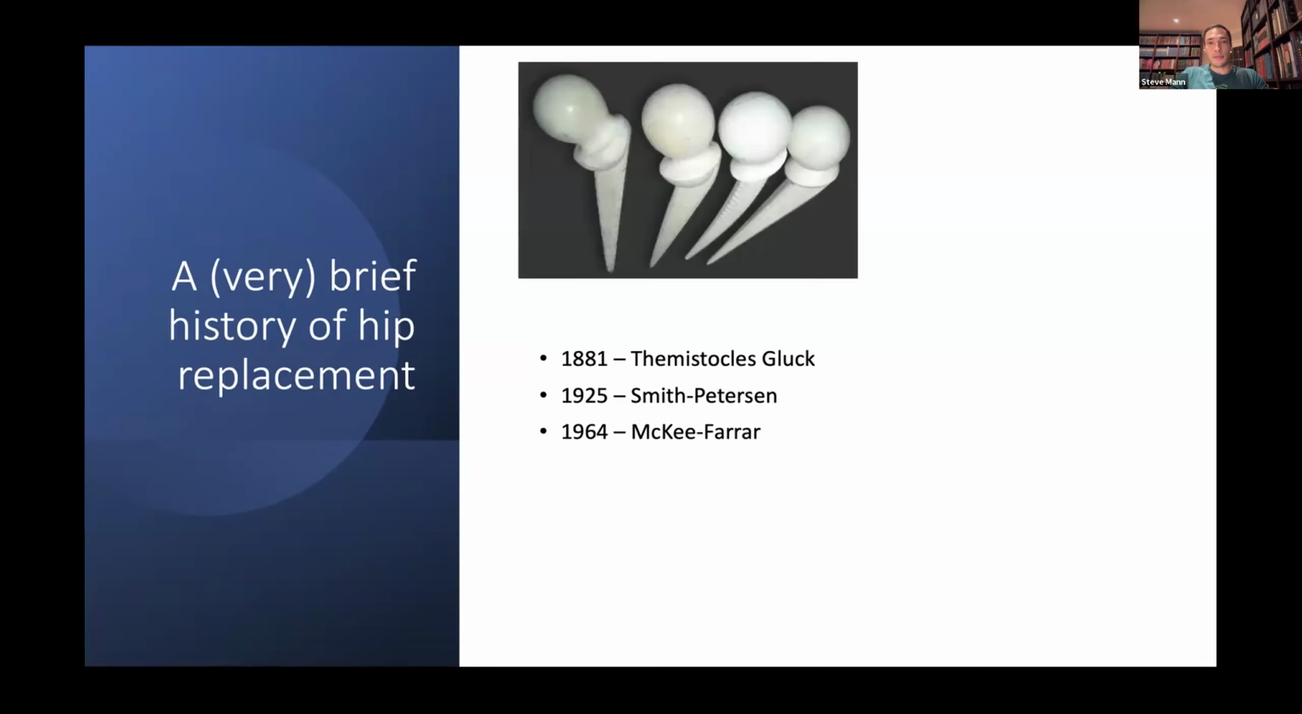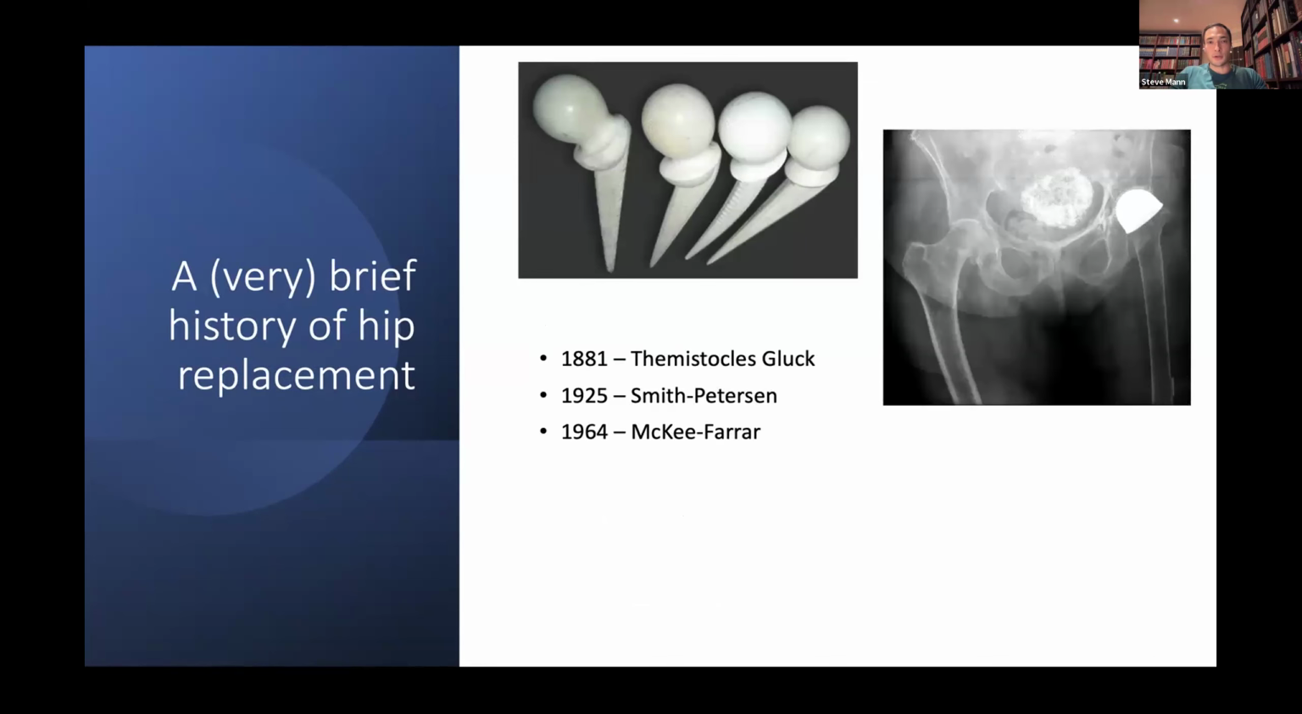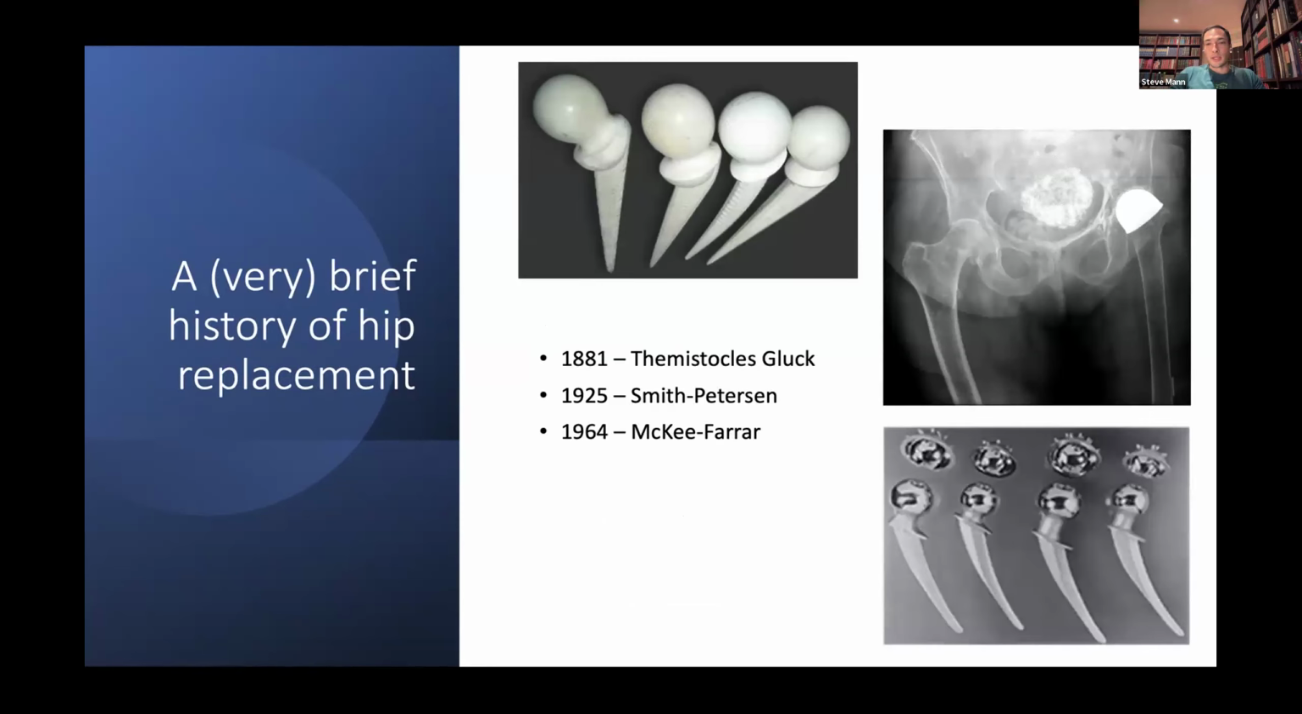So back in 1881, Themistocles Gluck started carving hip replacements out of ivory. You can see them there. Then Dr. Smith-Petersen in the early 1900s started using this Vitallium implant, which you can see in the left hip there. And then finally, the McKee-Farrar prosthesis. So that was the first real foray into metal-on-metal hip replacements. They worked not too badly, but came with some problems.